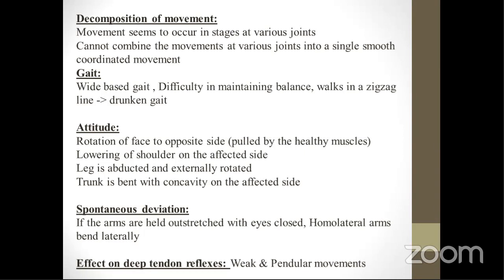And the attitude: the face is rotated to the opposite side, pulled by the helping muscles, the shoulder is lowered on the affected side, the leg is abducted and externally rotated, and the trunk is bent with concavity on the affected side. So this is the whole attitude of your body posture. Spontaneous deviation: if the arms are held outstretched with eyes closed, the homolateral arm bends laterally. And if you test the deep tendon reflexes, they will show deep, pendular movements.